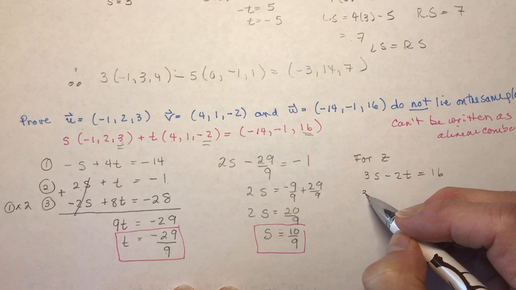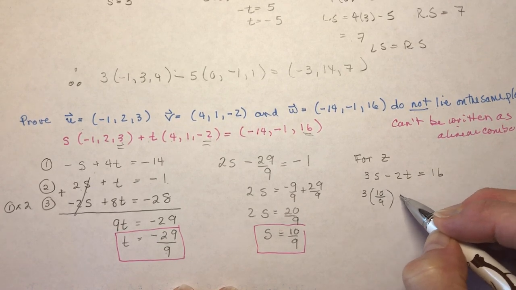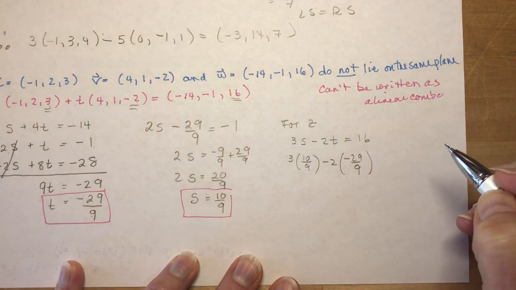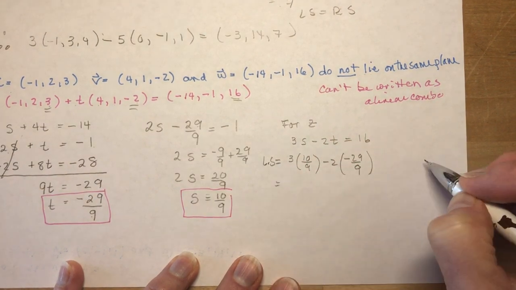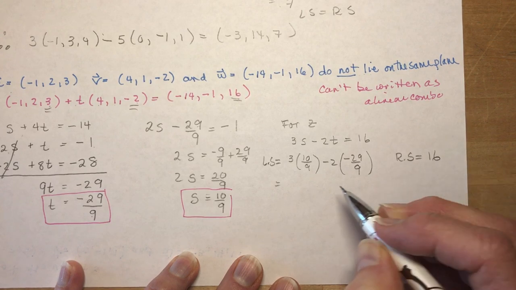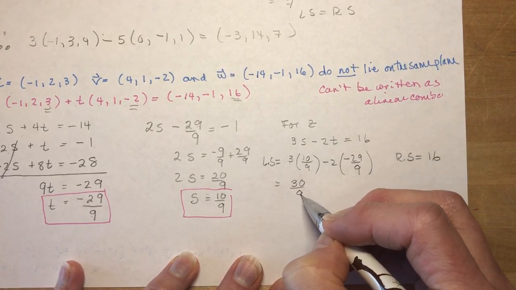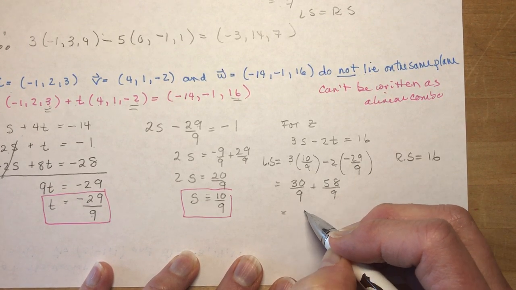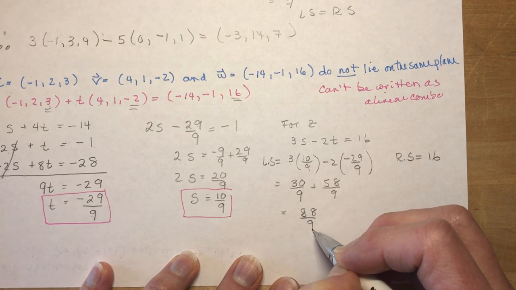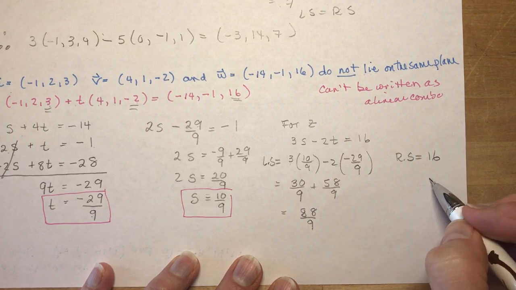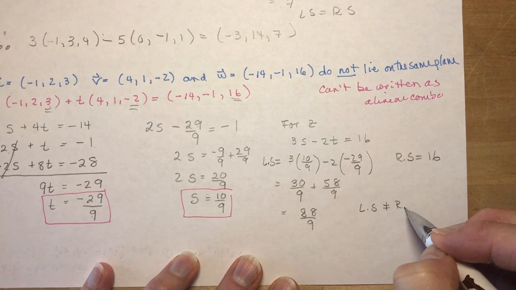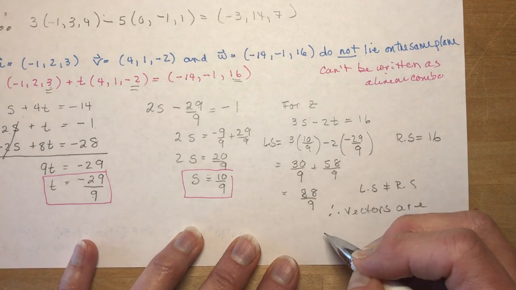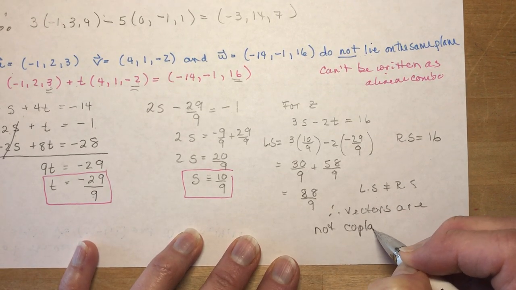And my S is 10 over 9. So I have 10 over 9 minus 2 times minus 29 over 9, and this would be my left side. And my right side is going to be 16. So if I multiply this, I get 30 over 9 plus 58 over 9. That gives me 88 over 9. Well, 88 over 9 is not 16. So left side is not equal to the right side. Therefore, the vectors are not coplanar. Okay, they're not on the same plane at all.